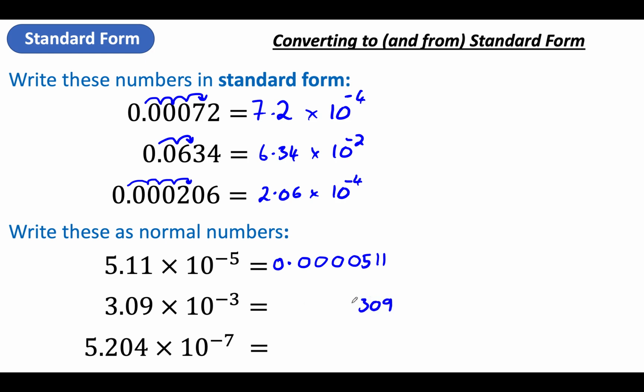Okay, 3 places smaller than this. 309, so it's jumped by 3, so that's 1 place smaller. And then 2 places, 3 places smaller. Put a 0 at the front, 0.00309. And 7 places smaller.